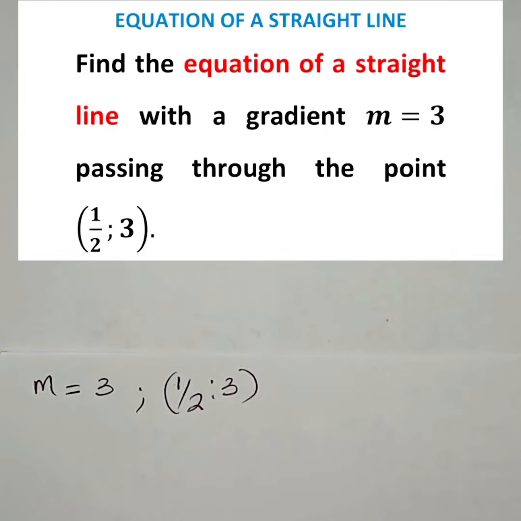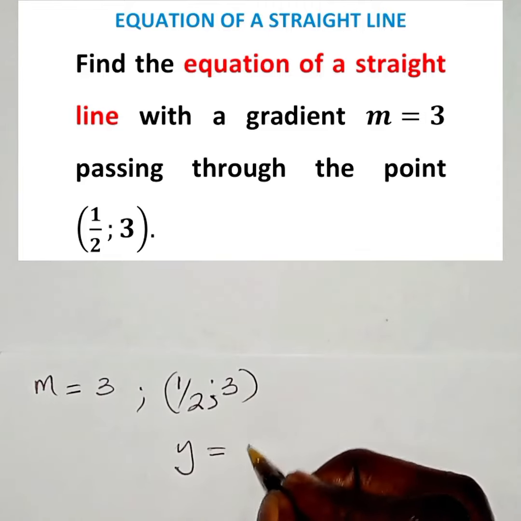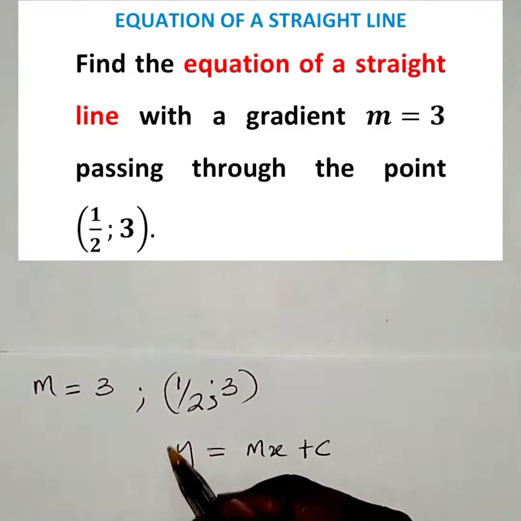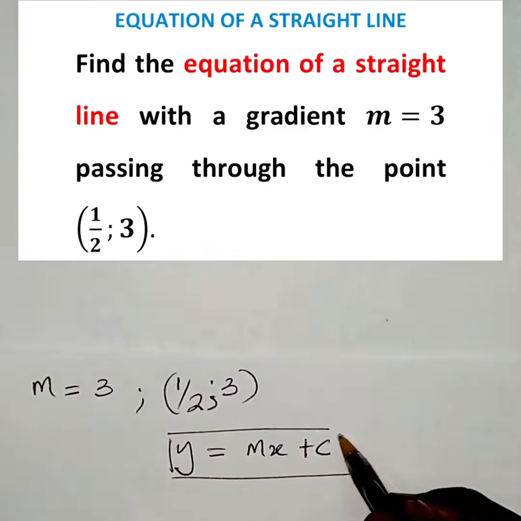In this tutorial, I want to take you through the steps of finding the equation of a straight line. Now the question for today reads, find the equation of a straight line passing through the point (1/2, 3) with a gradient of m = 3. Now, the general form of the equation of a straight line is given by y = mx + c, where c is a constant. So eventually we must get to that point.